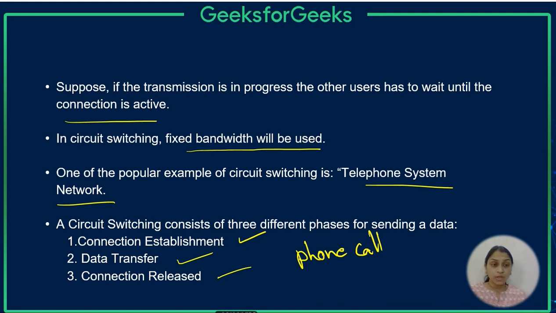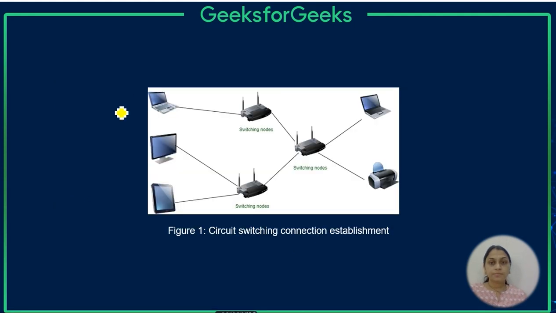Whenever the call is over, the connection has to be released, disconnecting. When you're putting off your phone, ending your call, the connection is released. So these are the circuit switching phases: connection established, data transfer, and connection released.